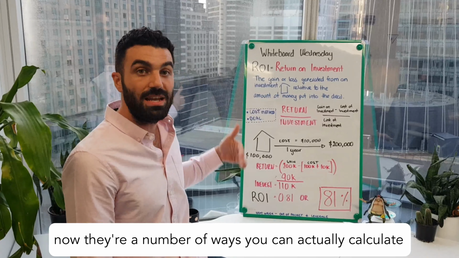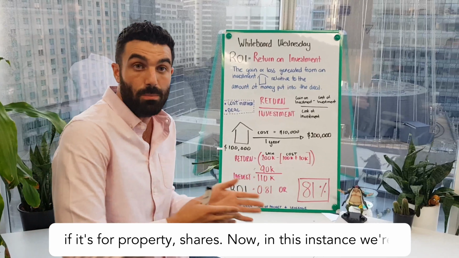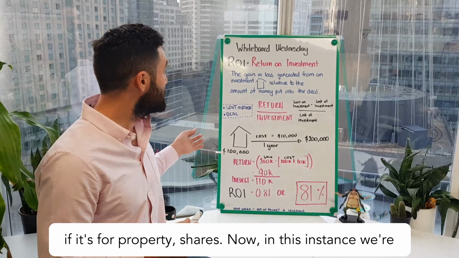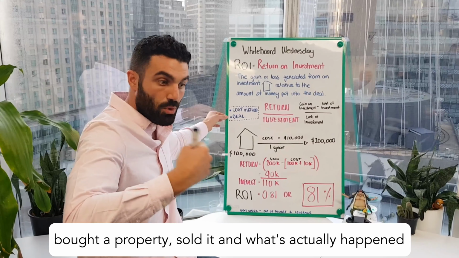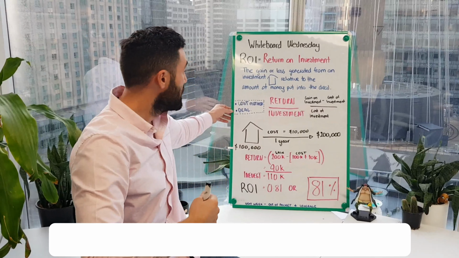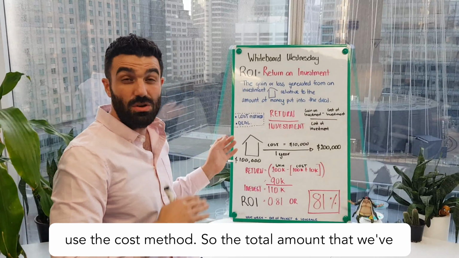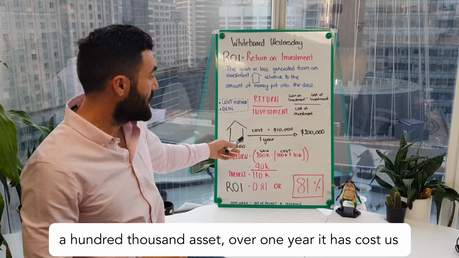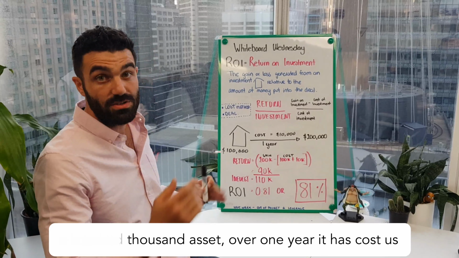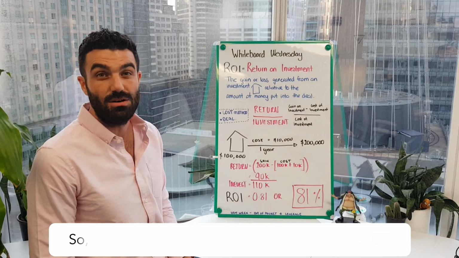Now, there's a number of ways you can actually calculate the return on investment depending on what it's for, if it's for property, shares. Now, in this instance, we're going to talk about a specific deal. So we've bought a property, sold, and what's actually happened, rather than comparing it to the rent, we're going to use a cost method, so the total amount that we've invested over time. So in this instance here, we've got a $100,000 asset. Over 1 year, it's cost us $10,000, and at the end, it's worth $200,000.